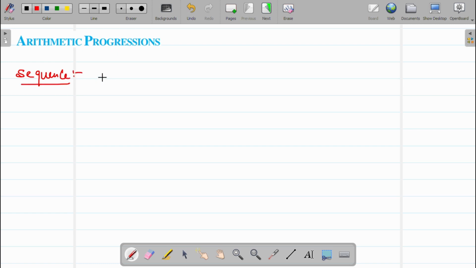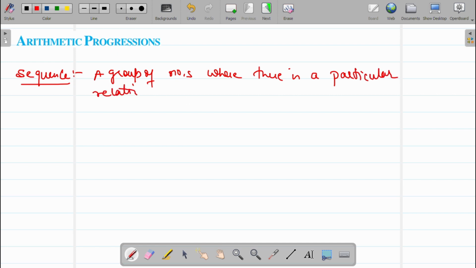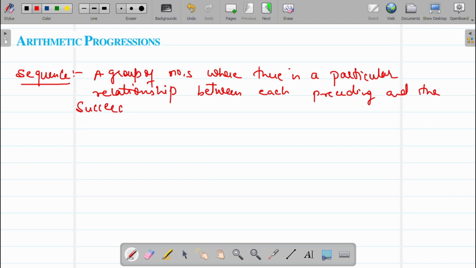Basically, a group of numbers where there is a particular relationship between each preceding term and the succeeding term. Right? Basically, every pair of consecutive terms in a sequence have a particular relationship. That is what we call as a sequence.